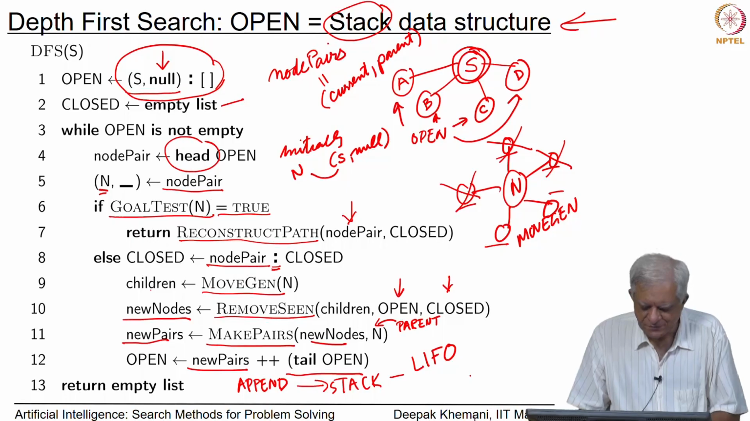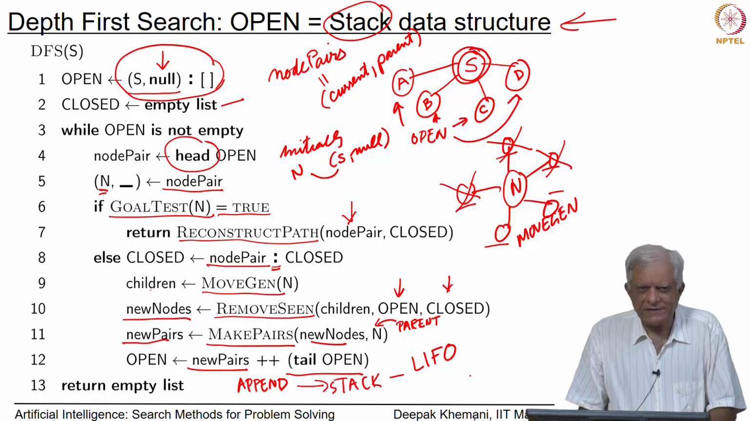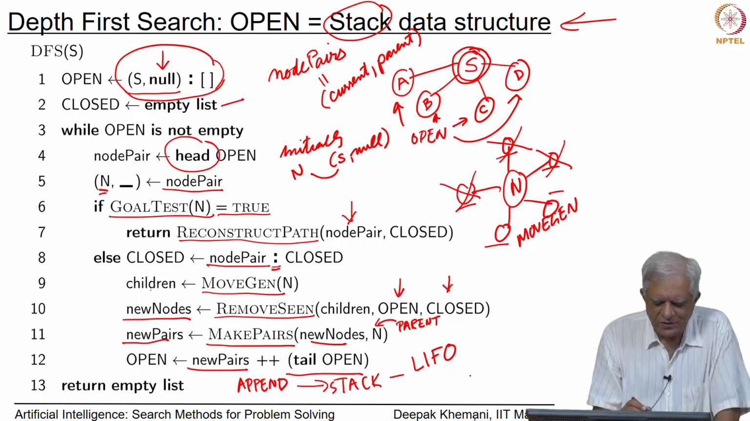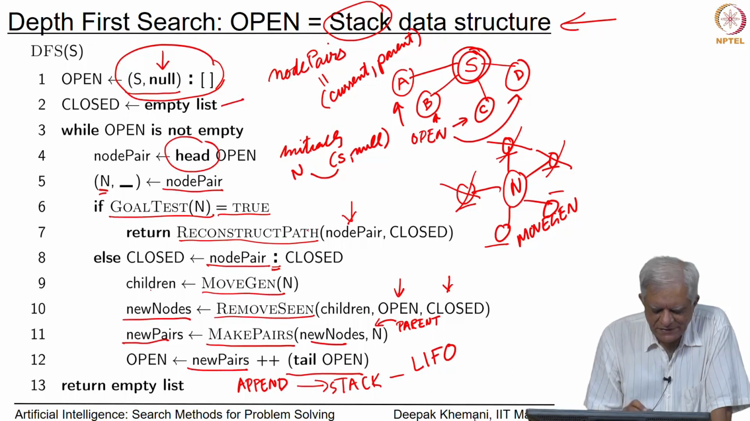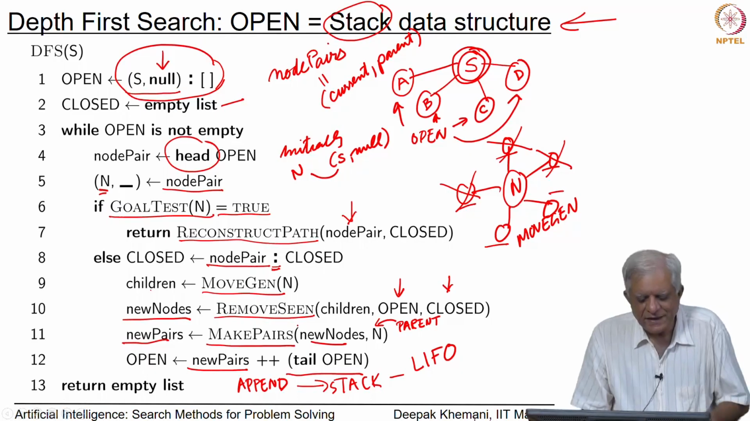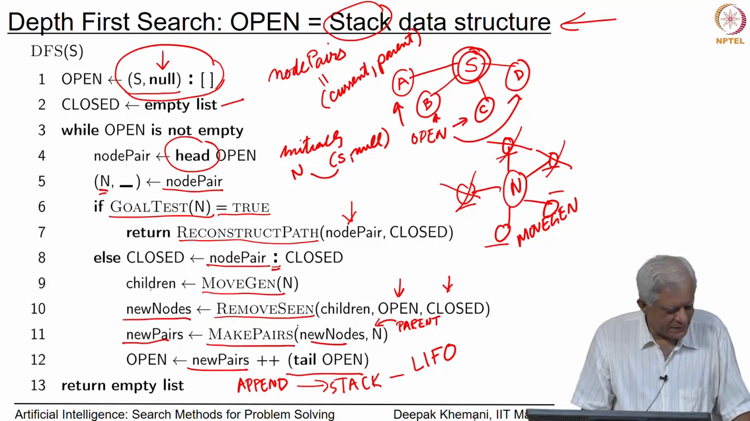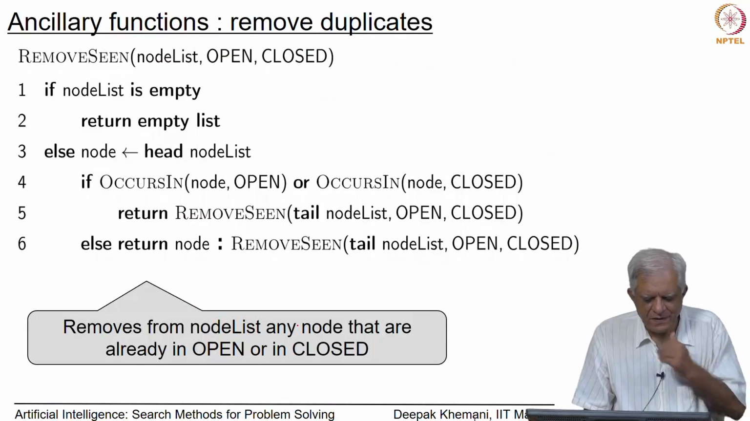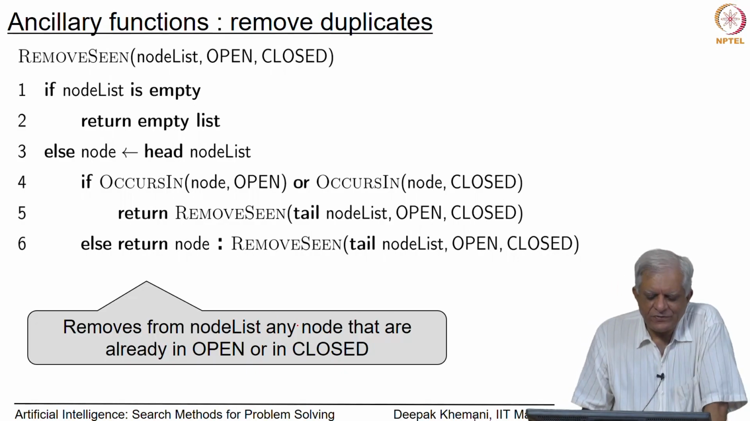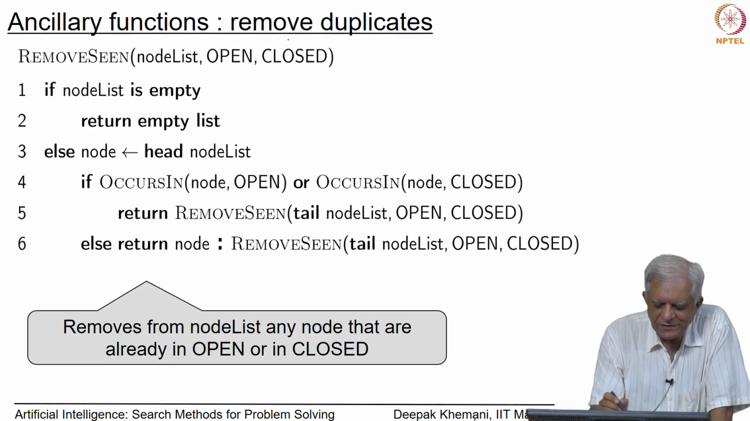So, let us now fill in the functions that we talked about, the reconstruct path function, the remove seen function, the make pairs function, and so on. And if you do that, then the algorithm would be complete. Okay. So, first let us focus on the remove duplicates function.